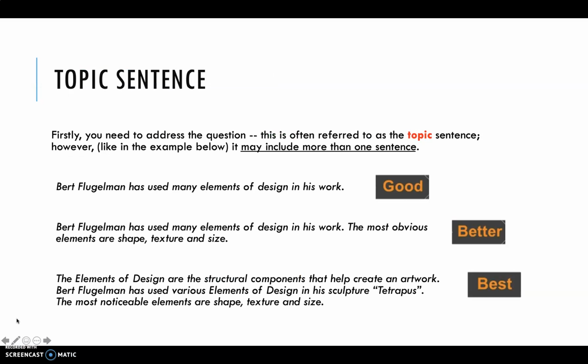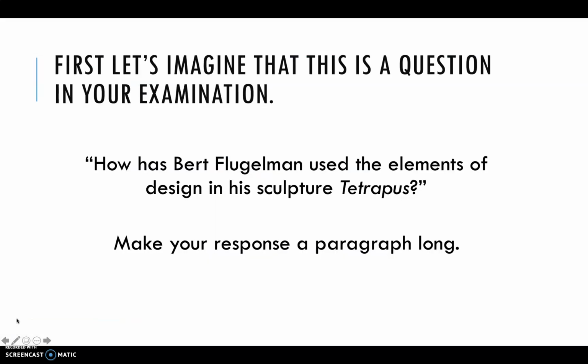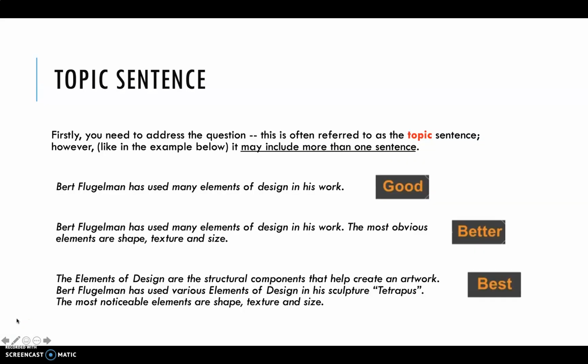The first thing you're going to do is a topic sentence. You need to address what the question is asking. The question was asking, how has Bert used the elements of design in this sculpture? So things like, how has he used tone, colour, line, shape, size, scale, and texture. In a topic sentence, you want to directly address the question. It can be more than one sentence, but you want to hit the nail on the head and say, this is what it is and this is how it's done.